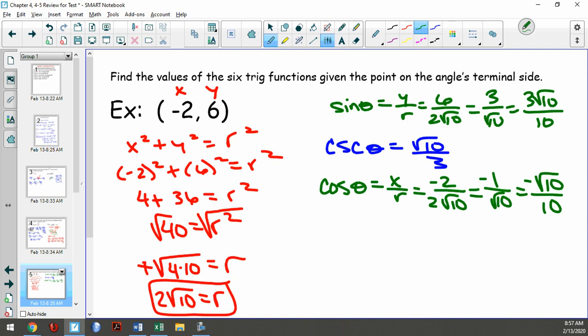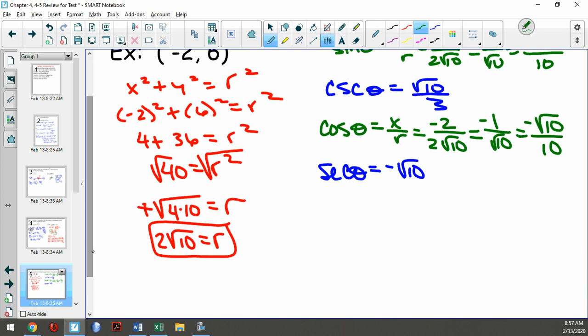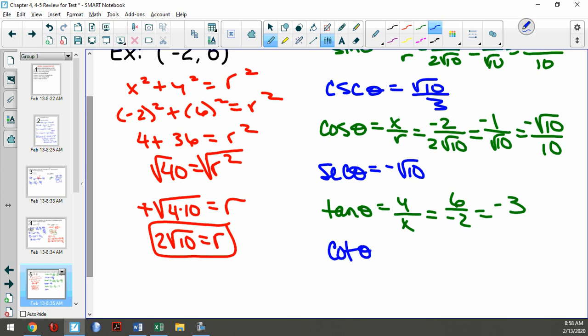If I know the cosine, then I know the secant, which is going to be negative square roots of 10. Then, if I know secant, I'm going to go ahead and find tangent. Tangent of theta is going to be your y over your x, and that's going to be 6 over -2, which happens to be -3. If I know tangent, then I know cotangent, which is going to be -1/3.